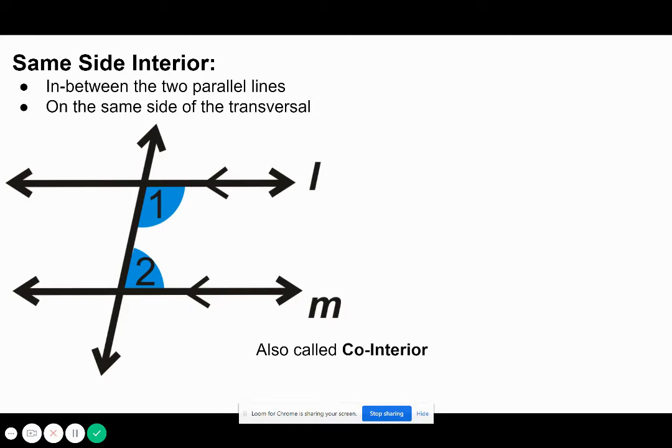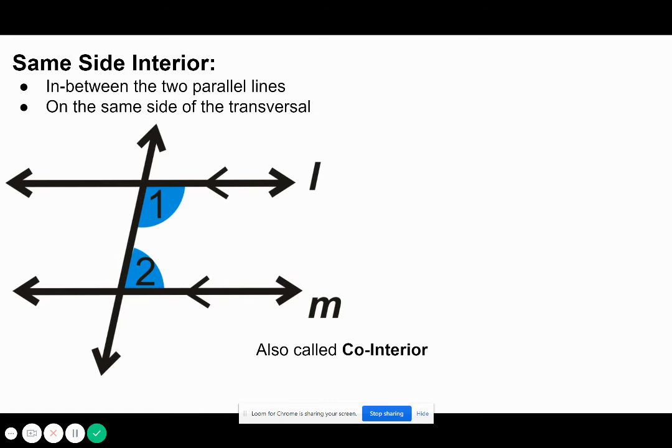So if you add it up, let's see, angle 1 might be, let's say, 55 degrees. We know that angle 2 would be 35 degrees because 35 plus 55 is 90 degrees. You know they're same side interior because they're in between the two lines. They're inside the swimming pool, and they're both on the right-hand side of the transversal.